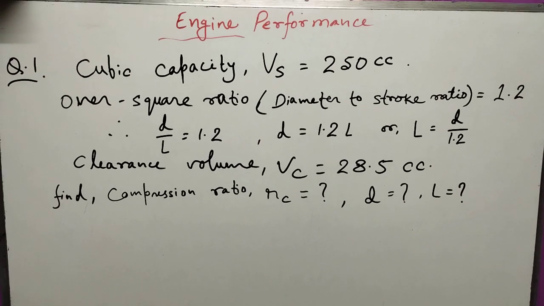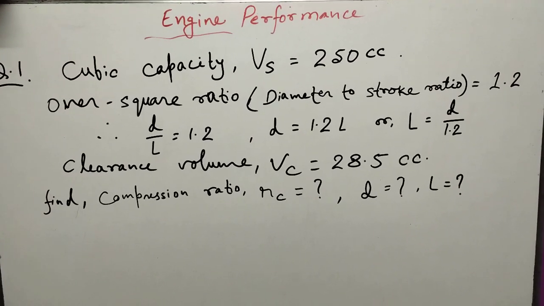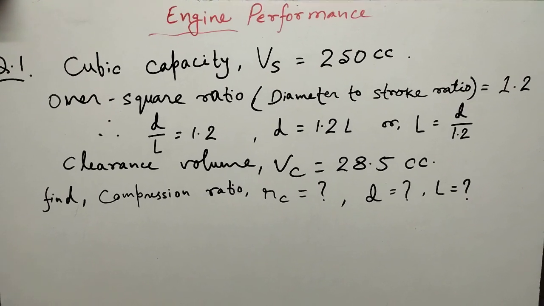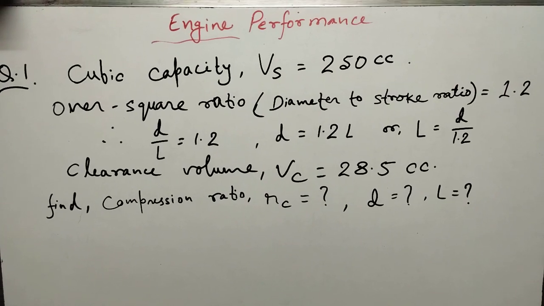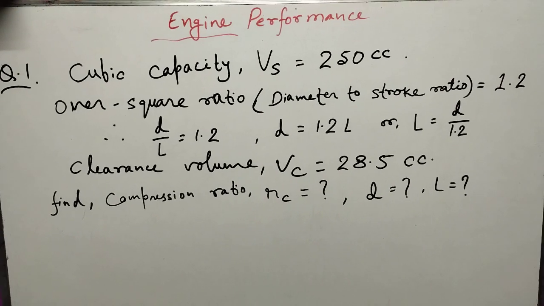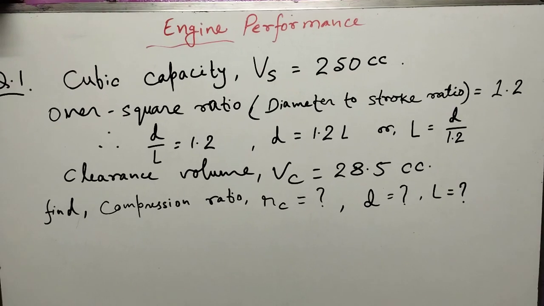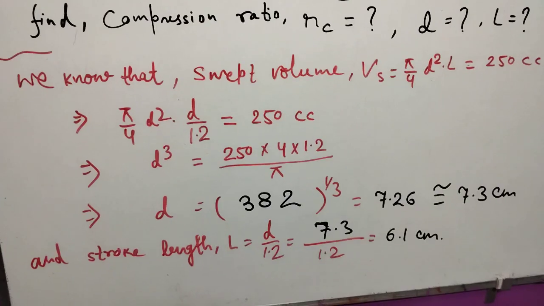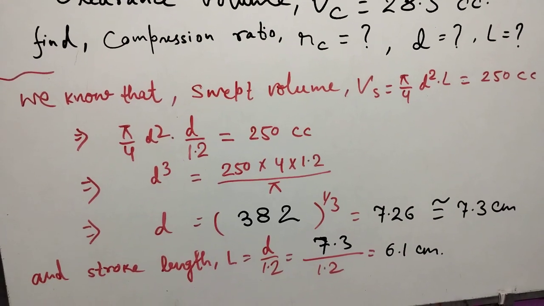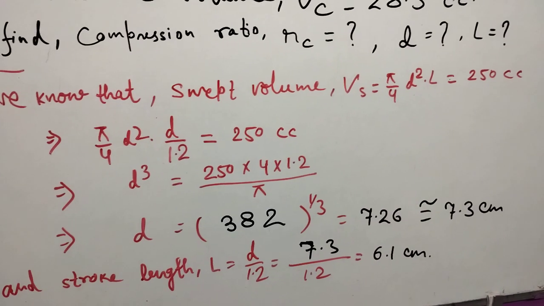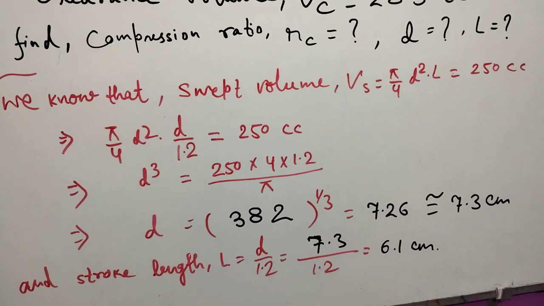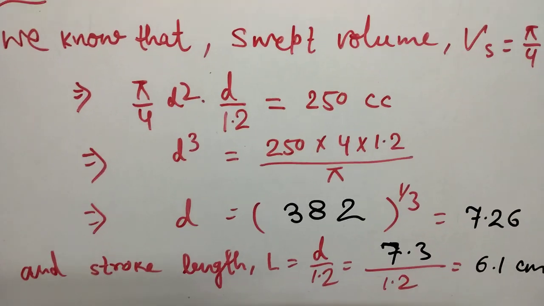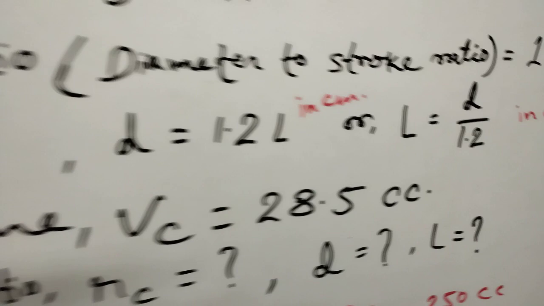Now the clearance volume is given as 28.5 cc. Find out the compression ratio Rc of the engine, the diameter of the bore and the length of the stroke. Now we apply the value of the swept volume. We know that the swept volume equals pi by 4 d square L, where pi by 4 d square is the area and L is the stroke length. Then we put the value as 250 cc, and replace L.